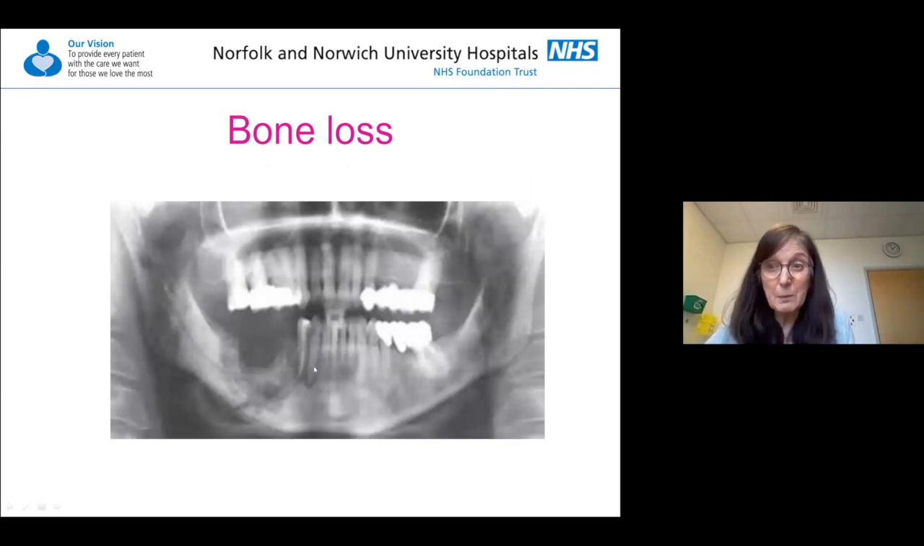Compare and contrast it with this one, where you can see this loss of bone in the right body of the mandible, this moth-eaten appearance all around it, and potentially a pathological fracture. And this could represent osteomyelitis, it could represent osteoradionecrosis, it could represent malignancy and bone erosion.